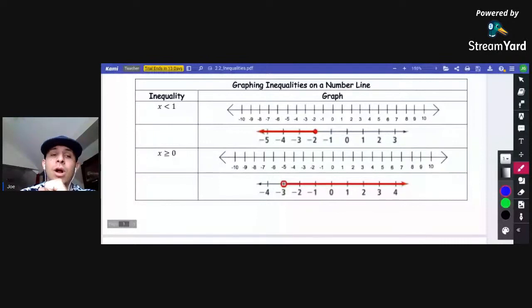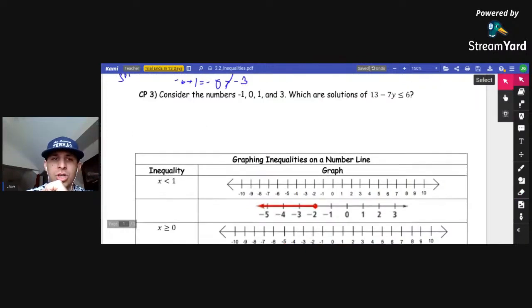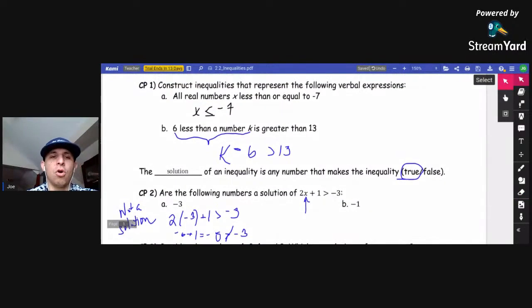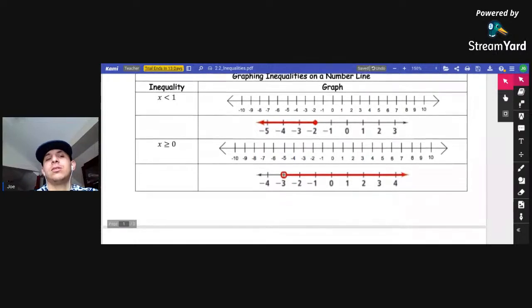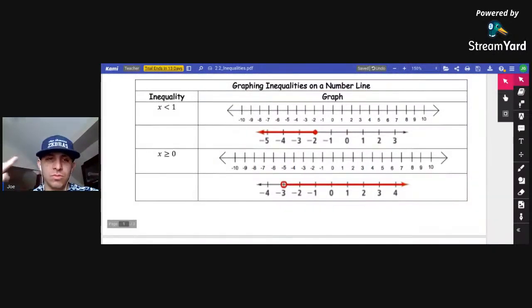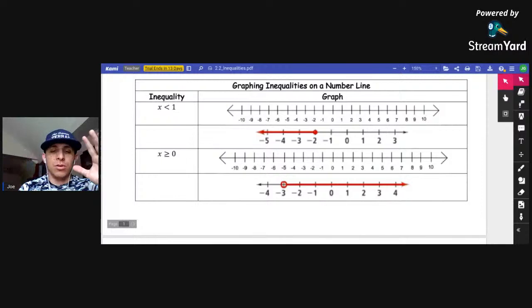Now, with an inequality, as we saw with checkpoint 1, all real numbers x less than or equal to -7. So what numbers are less than or equal to -7? Well, negative 8 is less than negative 7. And negative 9 is less than negative 7. And negative 10. And negative 11. So on and so forth, right? So in essence, for the time being, we can have an infinite number of solutions.